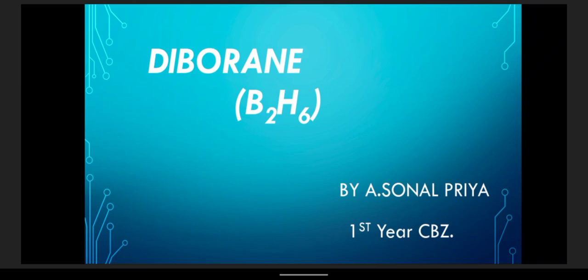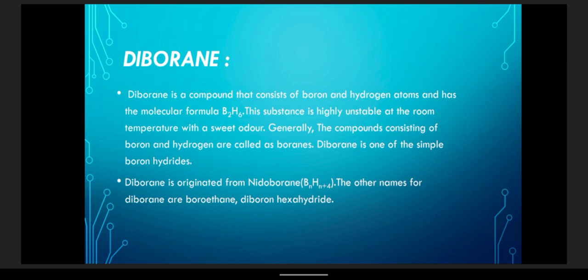I want to discuss the topic called Diborane, B2H6. Diborane is a compound that consists of boron and hydrogen atoms, and it has the molecular formula B2H6. The substance diborane is highly unstable at room temperature, and it has a sweet odor. Generally, the compounds consisting of boron and hydrogen are called boranes. Diborane is one of the simple boron hydrides. Diborane is originated from the nidoborane. The other names for diborane are boroethane and diboron hexahydride.